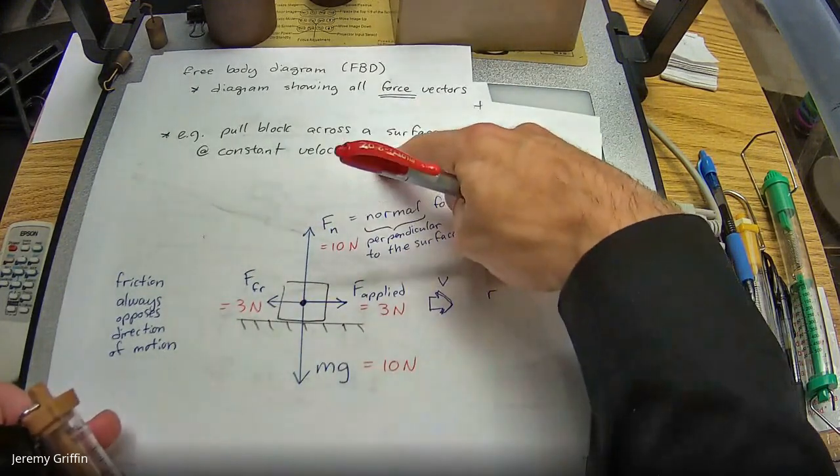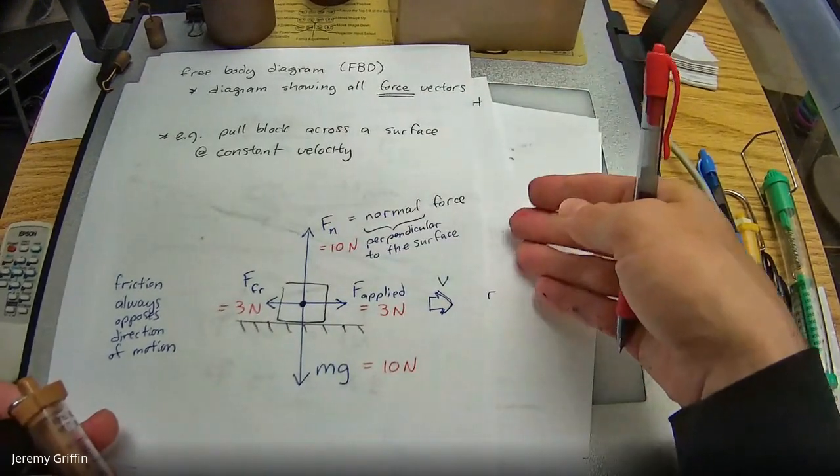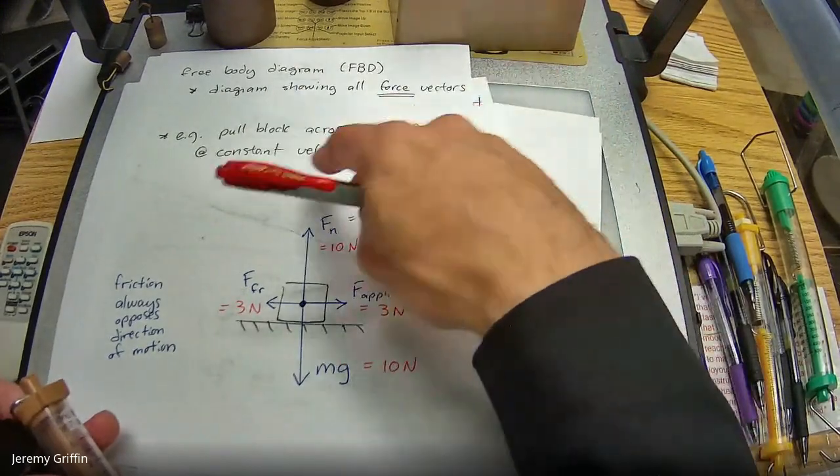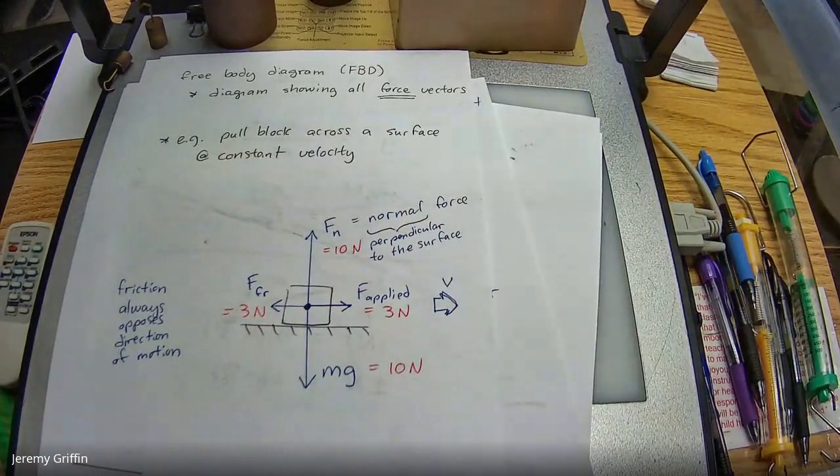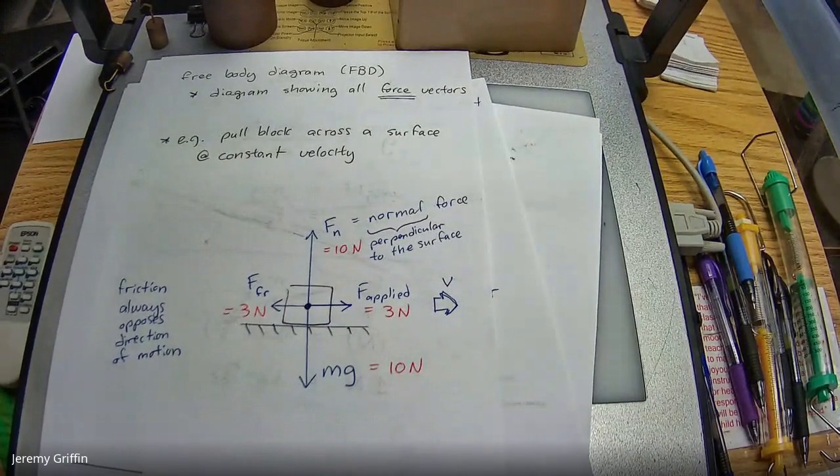Remember, constant velocity doesn't necessarily mean it's not moving. It might not be moving. It might be moving, but if it is moving, it could be constant velocity. That would also be a case of equilibrium. So all the forces have to balance. There's just no acceleration. There's no net force.